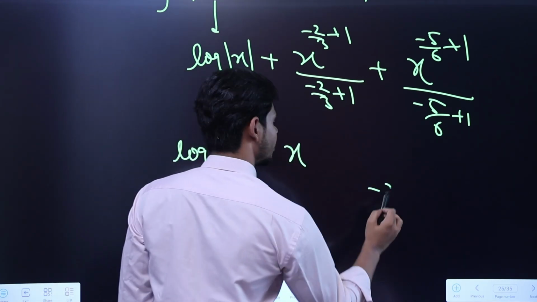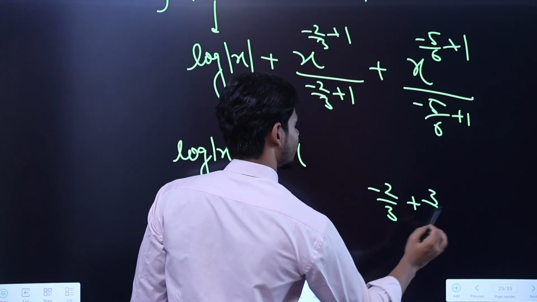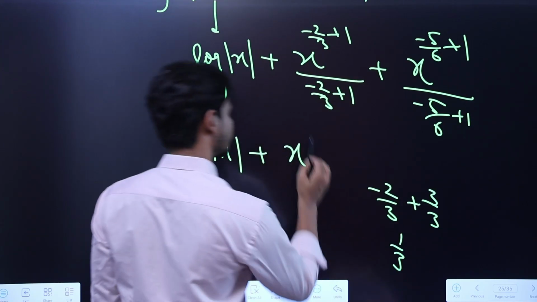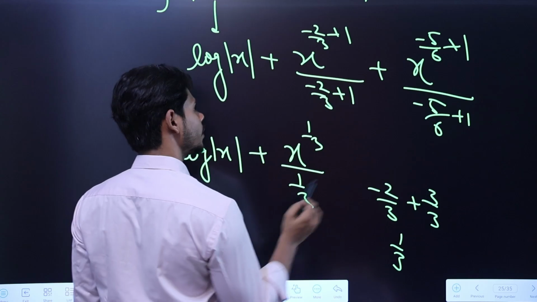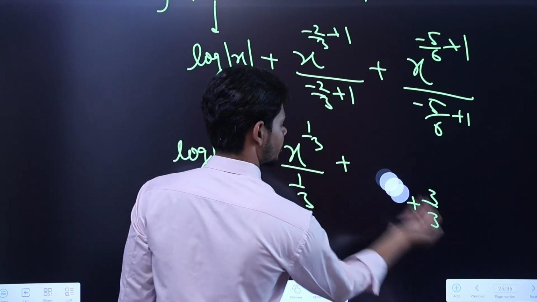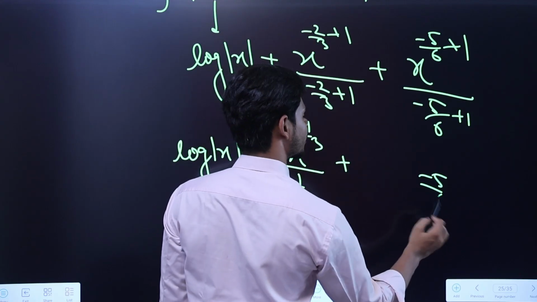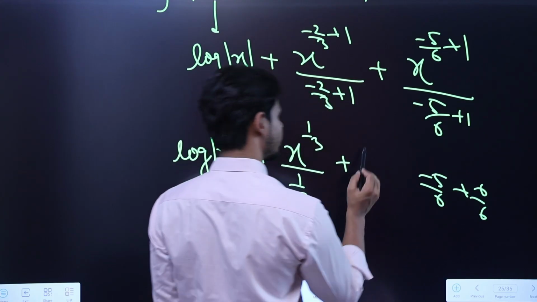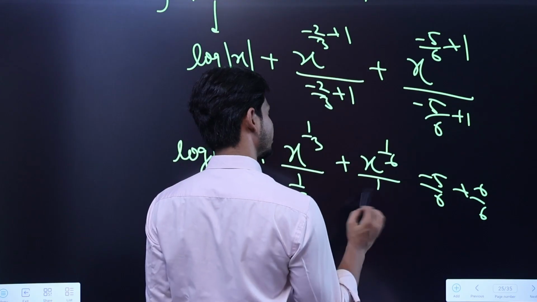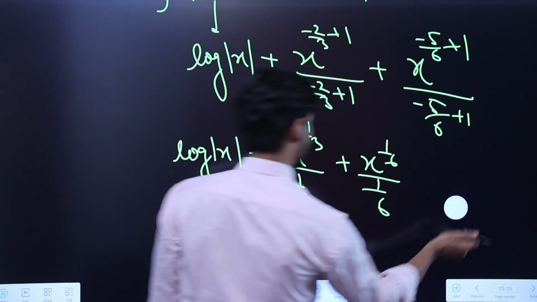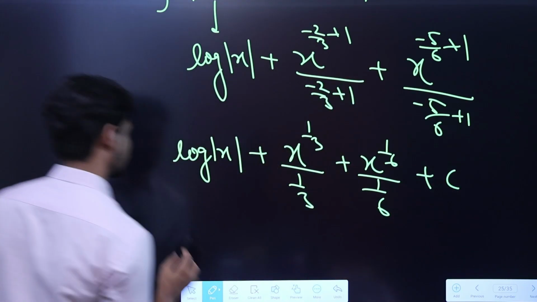what will I get? Minus 2 then plus 3 divided by 3, so it will become 1 by 3, and 1 by 3 in the denominator also. Similarly here I want to solve minus 5 by 6, so it will become 6 by 6, so it will become 1 by 6. So 1 by 6 divided by 1 by 6. Just make the reciprocal, and that's your answer.